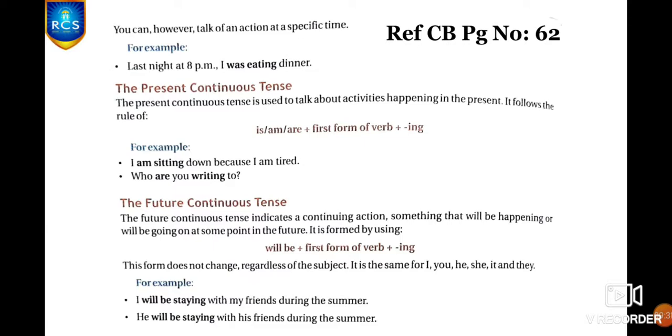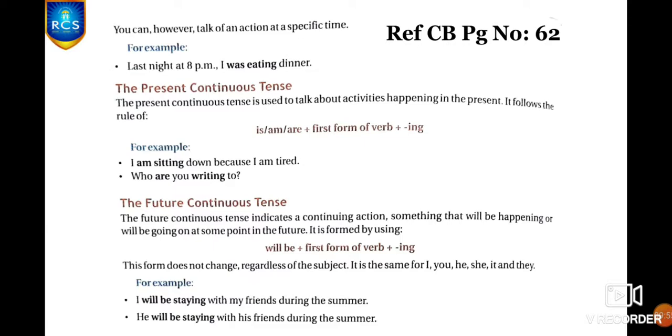I will be staying with my friends during the summer. He will be staying with his friends during the summer. In both cases, it is the same form. Will be plus first form of the verb plus ing. Okay, clear children? Clear about this continuous tense?